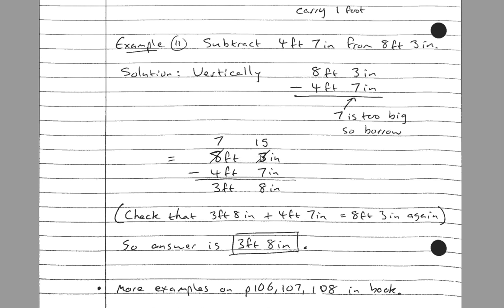So it's the same length, but now we have more inches here, and we can subtract the 7. So 15 minus 7 is 8. And now 7 minus 4 is 3. So the answer is 3 feet 8 inches. That's confusing, so just to double check, if you add the 4 feet 7 inches back on, you're getting 7 feet and 15 inches. That's 8 feet 3 inches. So you get back to the beginning. Remember, you can always check a subtraction by adding it back on and checking you get the original number.